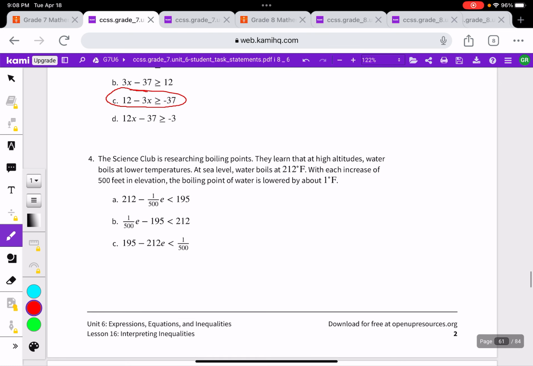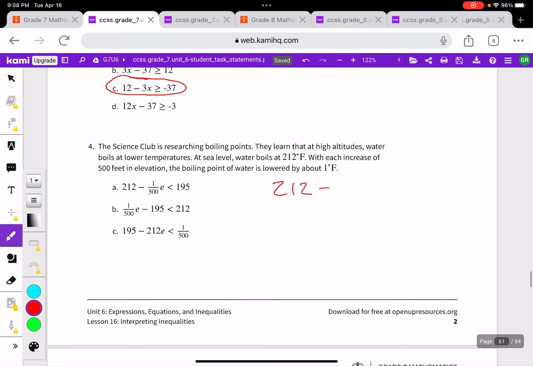So this one is pretty crazy. The water boils at 212. With each increase in elevation, the boiling point of water is lowered. So if we start at elevation, we start at 212 degrees. Every time we go up, the boiling point is lowered.